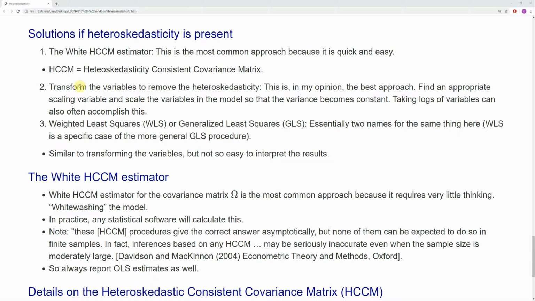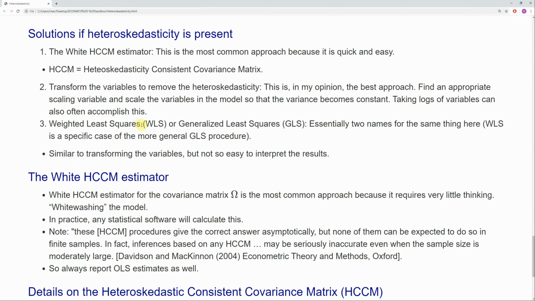But I actually like the second and third solutions better than the first one, especially the second one. Because in the second one, what you do is you just scale your variable, or find an appropriate way with that scaling to make the problem go away. Sometimes a variable transformation like taking a log takes care of the problem. Actually, most of the time, a lot of the time, that's the case.